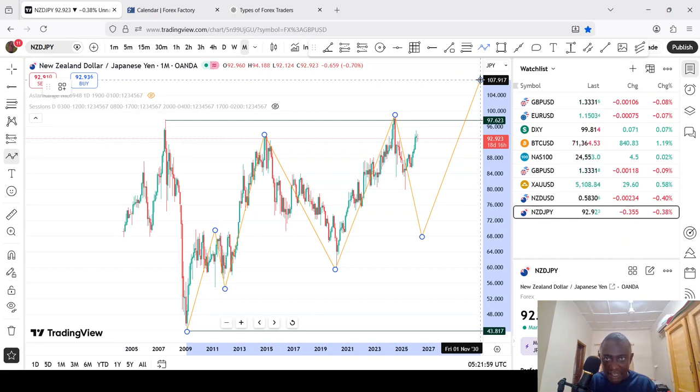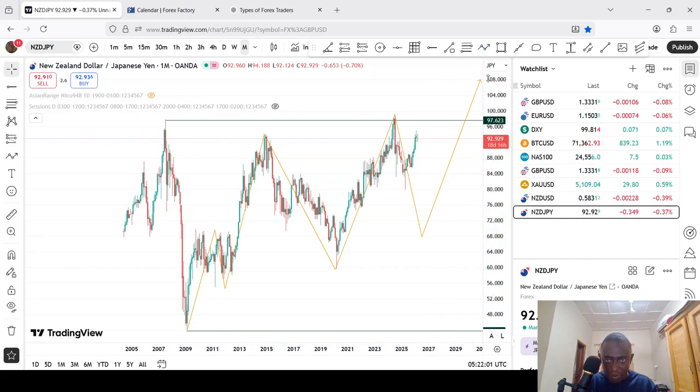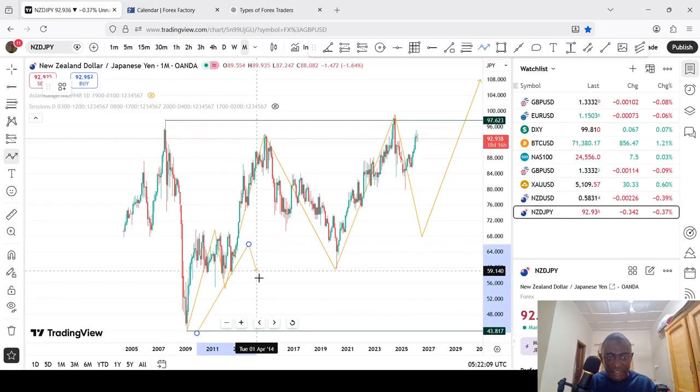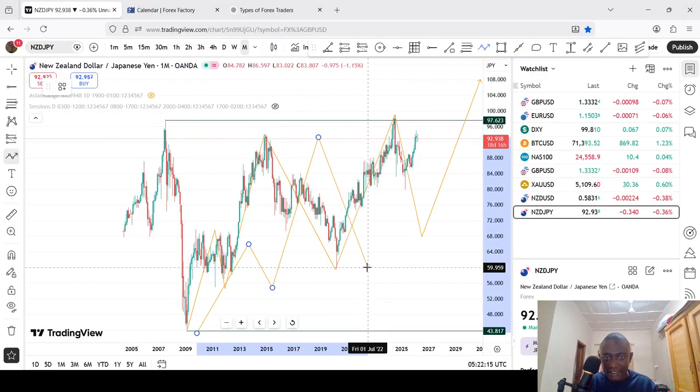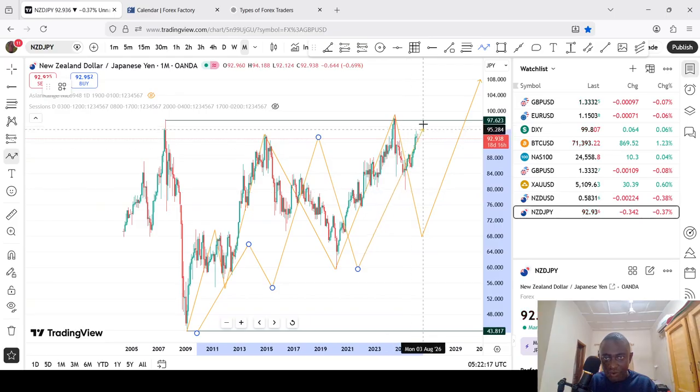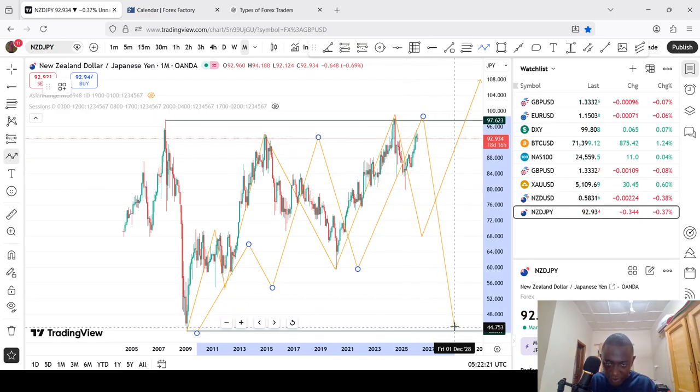If I'm expecting the price to go up more, at the same time, price can also decide, after all these movements, to go in this manner, go like this, come this way, go like this, then come all the way down here.